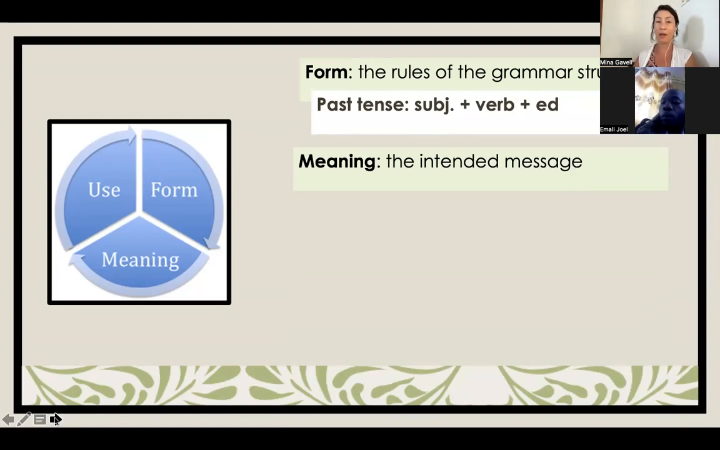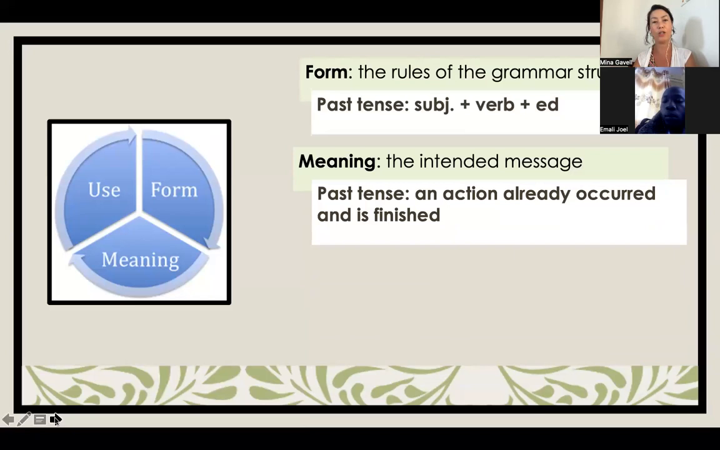But of course, grammar also has meaning. Often when we think of meaning, we think of vocabulary, of course, but grammar has meaning too. It has an intended message. If we use grammar incorrectly or we make mistakes with the form, our message may not be clear, or we may send the wrong message. So for example, if we're talking about the past tense, it means that an action has already occurred and it is finished. So for example, if I say I ate lunch, it means lunch is finished. I'm already done. It happened in the past. I'm not still eating lunch. It's finished.